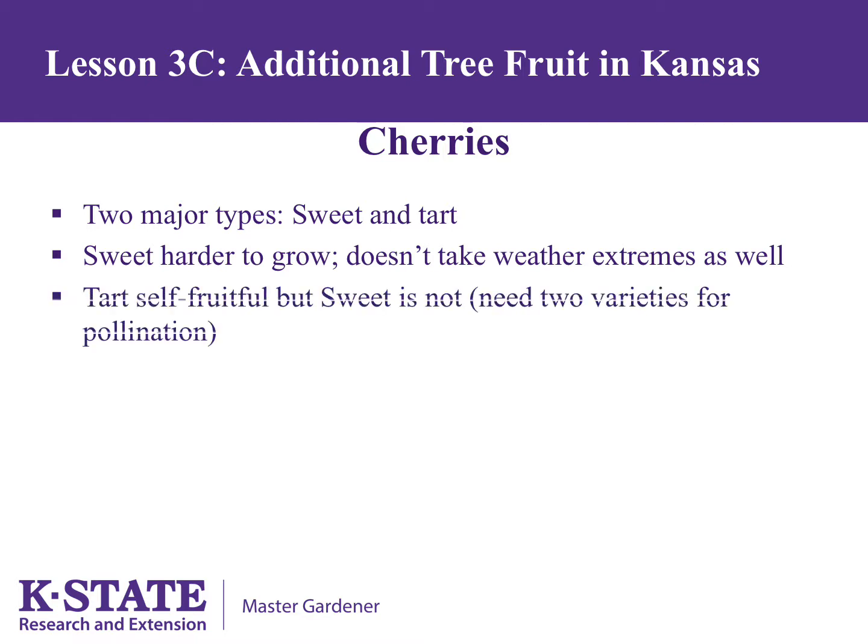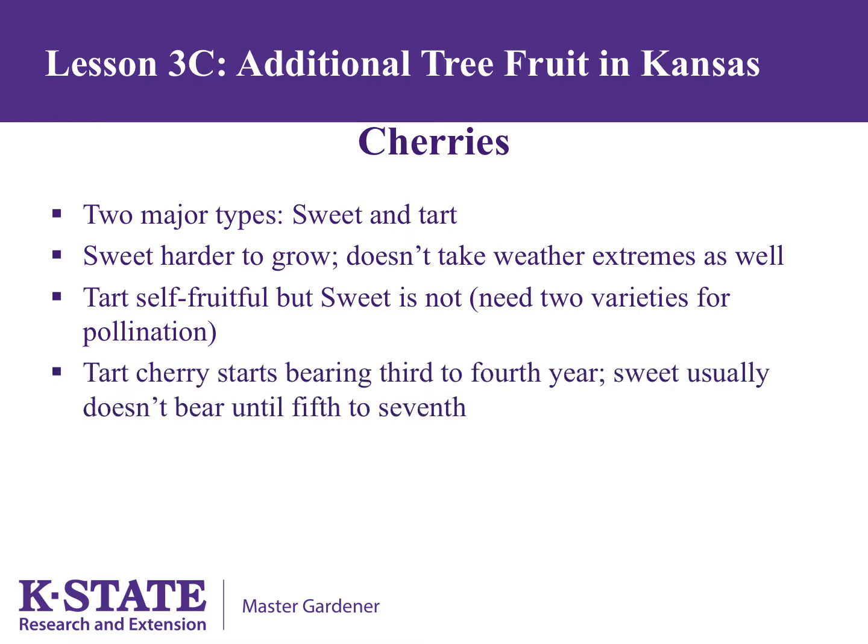Tart cherries are self-fruitful, but sweet cherries are not. Therefore, you need 2 different varieties of sweet cherry to get fruit. The sweet cherry Stella is an exception to the rule and does not need a pollinator. Tart cherries start bearing the 3rd to 4th year, but sweet cherries usually don't bear until the 5th to 7th year. Often by the time a sweet cherry is old enough to bear, it is dead.